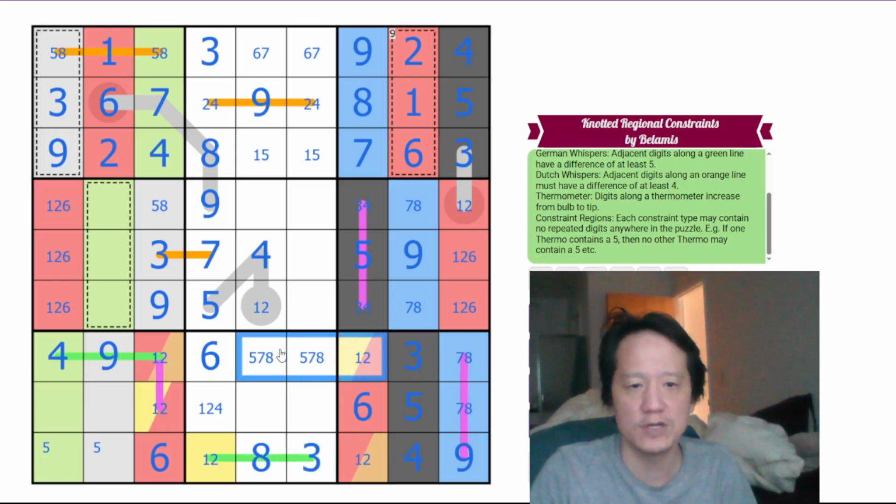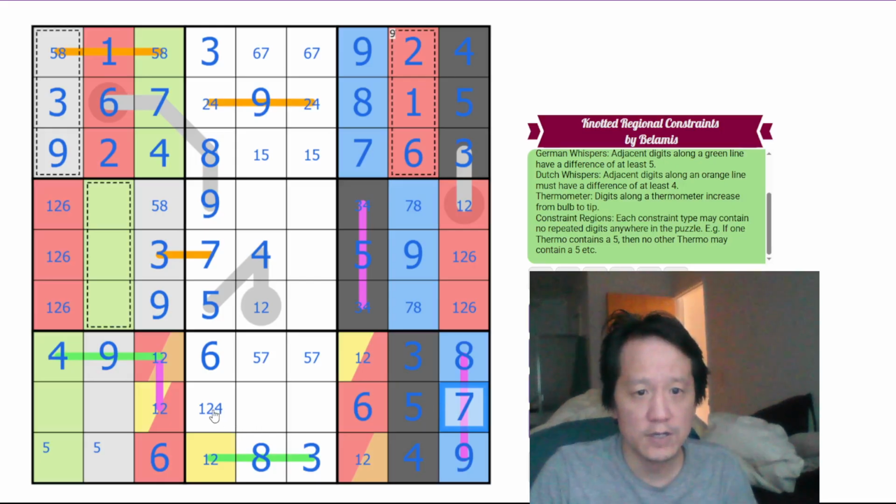This must be 3. 8 cannot be here then. This is a 5, 7 pair, which eliminates 5 and 7 from the rest of the row. So this is 8, which makes that 7. This cannot be 4 or 9, so this has to be the 1 or 2. And it must be the orange 1 or 2.